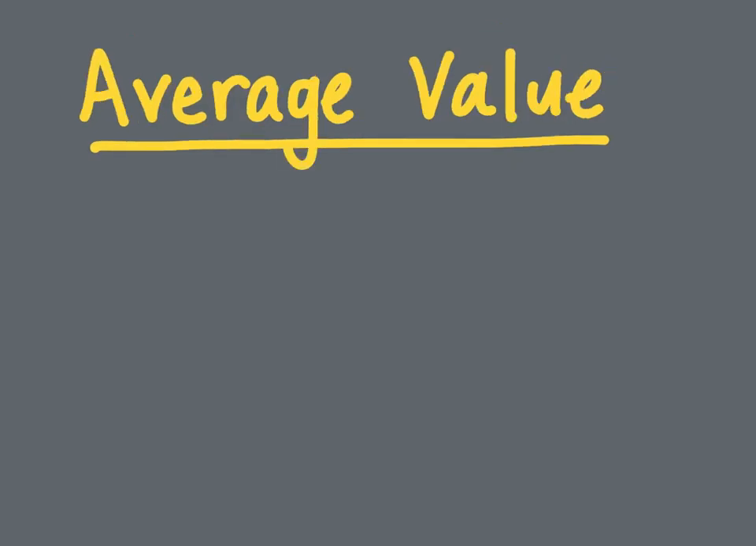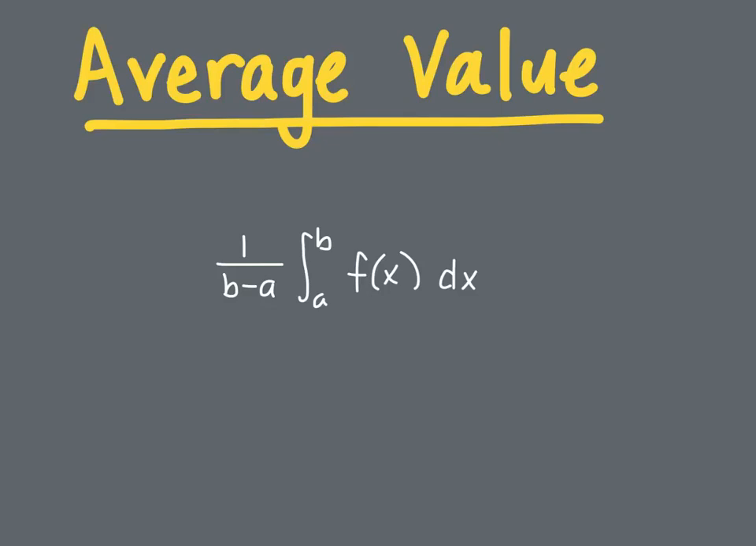An application of integrals is the average value of a function. The formula for this, for an average value of a function f of x over an interval a to b, is 1 over b minus a, the integral from a to b of the function. If you think about averages, it requires that you add everything up and then divide by how many there are. The adding everything up is taken over by the integral here, and then dividing by how many there are is the 1 over b minus a.